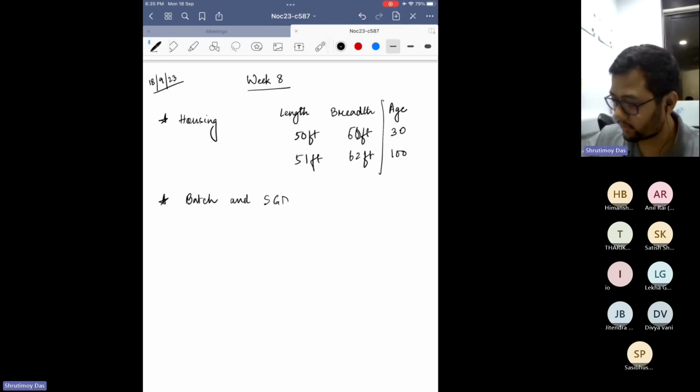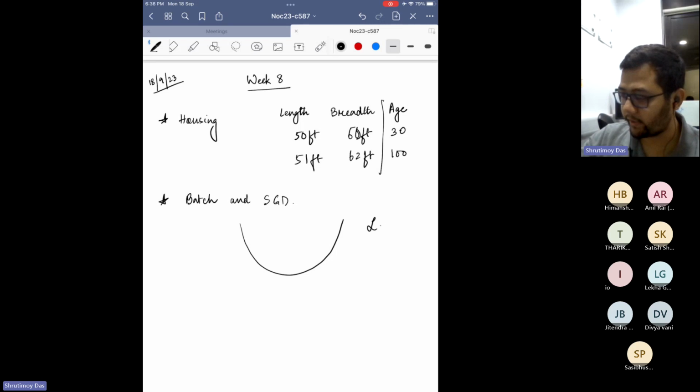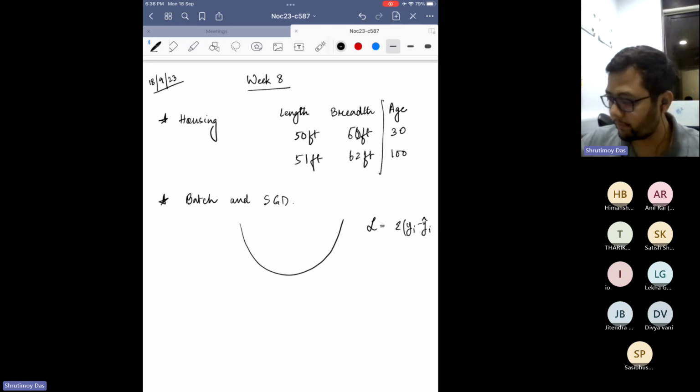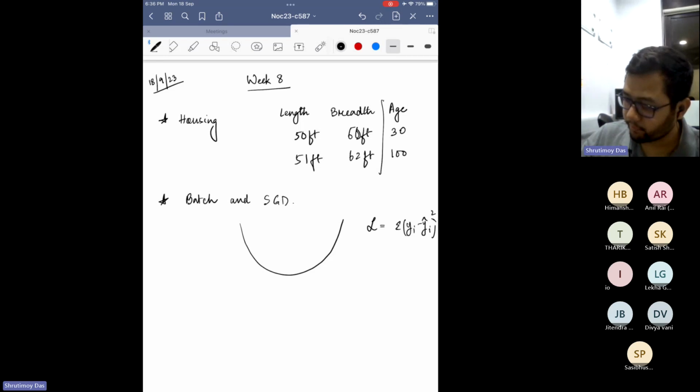So stochastic gradient descent is like SGD. Whenever you have data, suppose your loss function is something like the summation of yi minus yi hat, where yi hat is your predicted label and yi is the true label. If we plot the loss function, it will look something like what we have shown here.